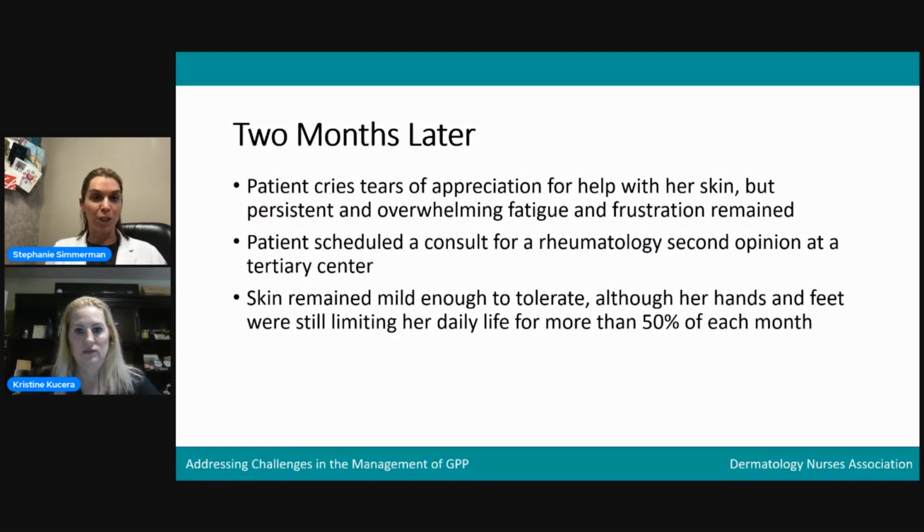And we talked about that tertiary care center, and she remained mild enough to tolerate it, but was that really appropriate? Did she have to tolerate it? Her hands and feet were still limiting her daily functioning by more than about 50% each month. She was only able to go into the office about twice a week. Other than that, she was having to work from home, which she found rather isolating as well. And that's just the point of that whole patient that you're treating and what we're seeing.